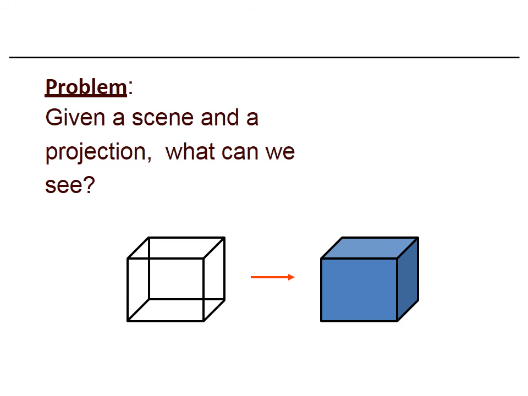Problem: given a scene and a projection, what can we see? This is a problem because we cannot see every surface. The method is used to plot only the faces which face the camera. The objects on the back side are not visible.